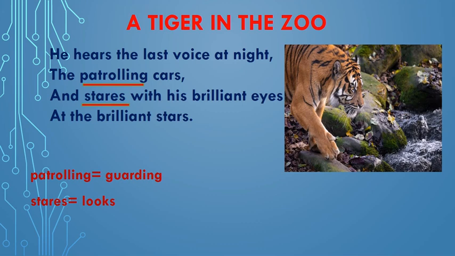The eyes are very bright. They are twinkling at night time. So the brilliant eyes simply stare. What do the brilliant eyes stare at? Here, the brilliant eyes of the tiger stare at the brilliant stars, the stars which are twinkling in the sky. Yes, they are just stars, but there is no possibility to get out of the cage. The cage is locked. The tiger is locked behind the cage.